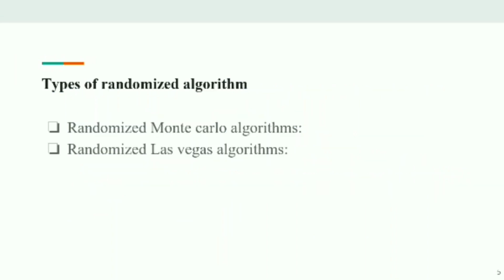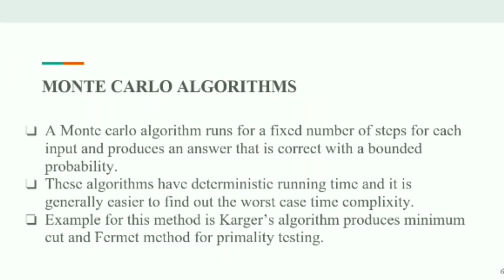Then different types of randomized algorithm: randomized Monte Carlo method and randomized Las Vegas algorithm. First we are going to discuss the Monte Carlo algorithm. A Monte Carlo algorithm runs for a fixed number of steps for each input and produces an answer that is correct with a bounded probability.